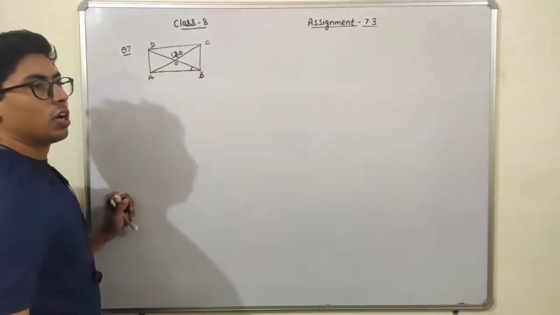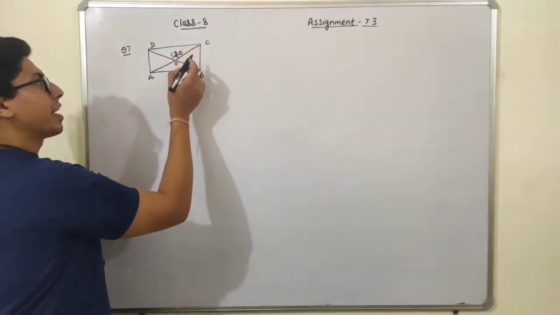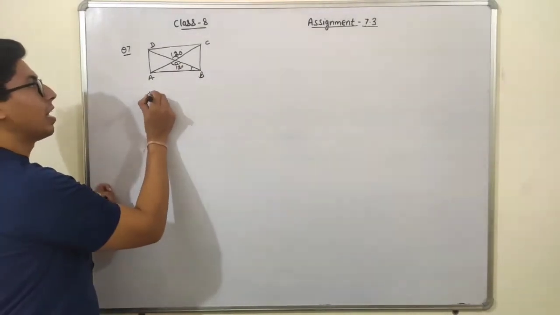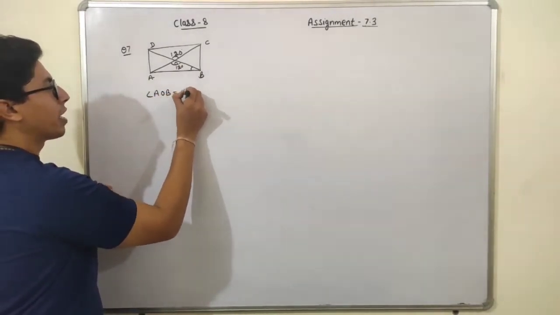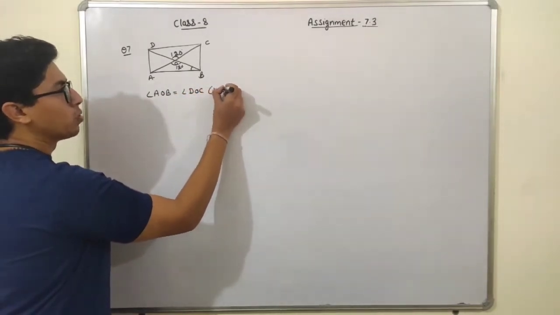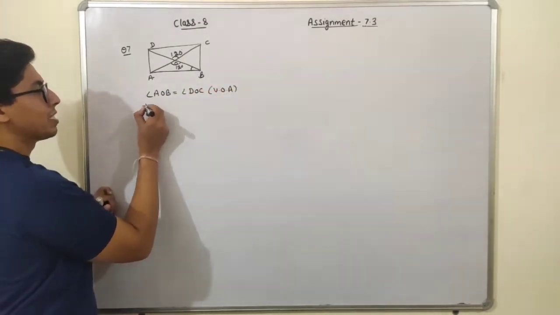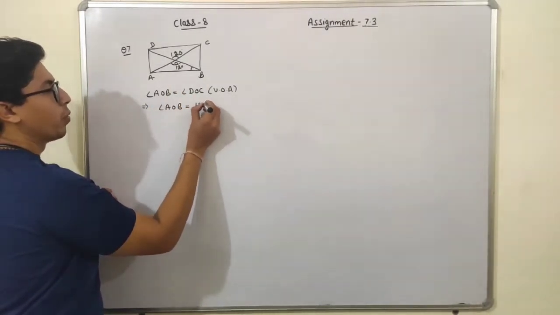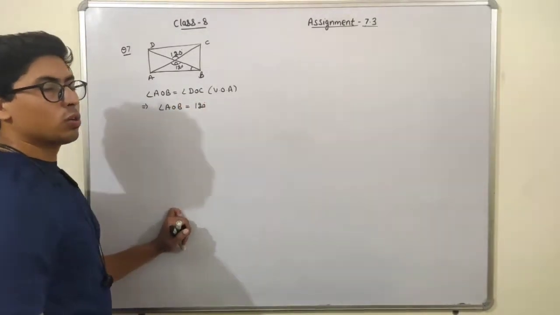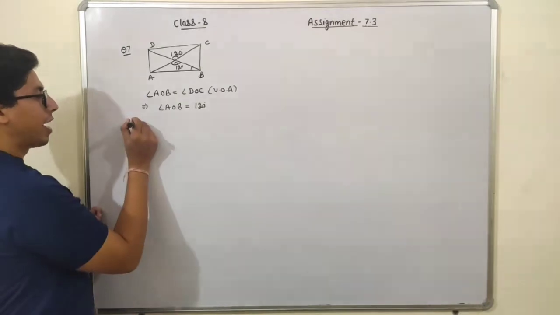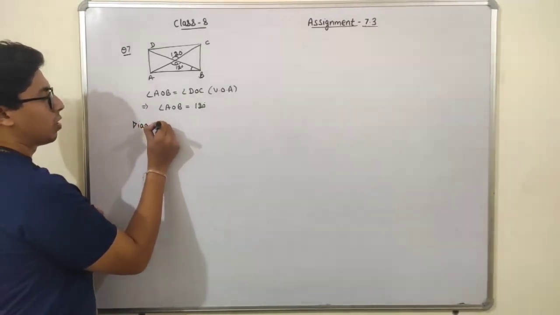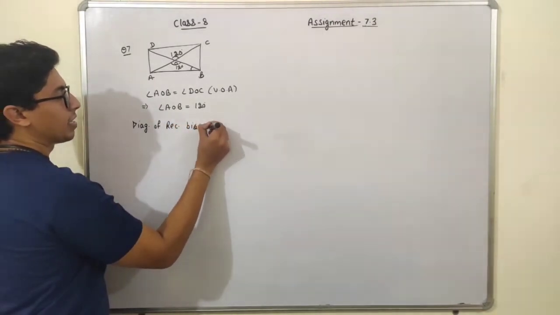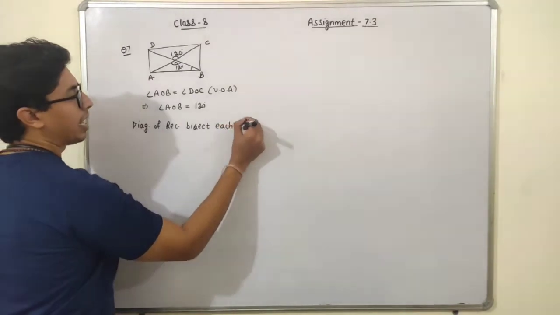Now, if this is 120 degrees, I can say this angle is 120 degrees too, because of vertically opposite angles: angle AOB is equal to angle DOC. This implies that angle AOB is 120 degrees. Now, using the property of a rectangle, that the diagonals of a rectangle bisect each other and are equal.